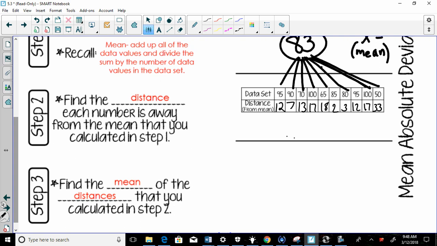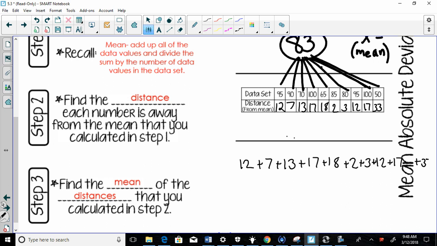So once you're done with those numbers, the last thing you do is you actually find the mean of those distances. So how do you find the mean? We add them up and divide by how many numbers. So we're taking all of our distances from the mean and finding the actual mean of that. Plus 12, plus 17, plus 33, all over. And how many numbers are there? 1, 2, 3, 4, 5, 6, 7, 8, 9, 10.